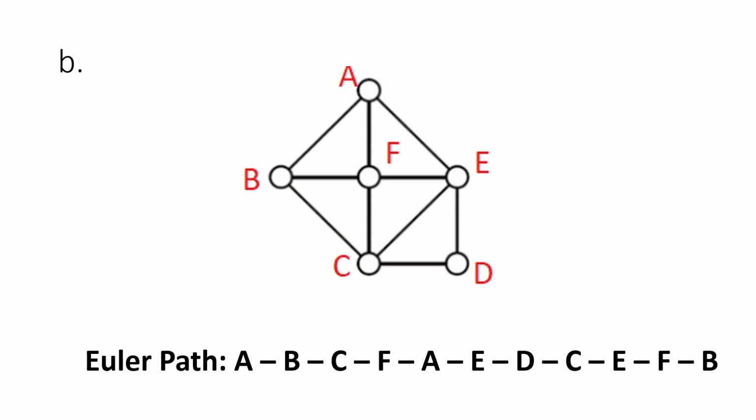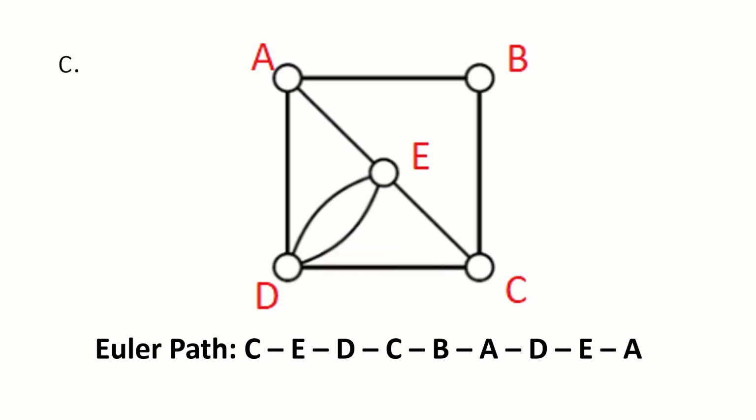next for letter B, we have this path. So let's follow A, B, C, F, A, E, D, C, E, F, B. Okay, so that is our Euler path. It does not start and end with the same vertex, so it's an Euler path.